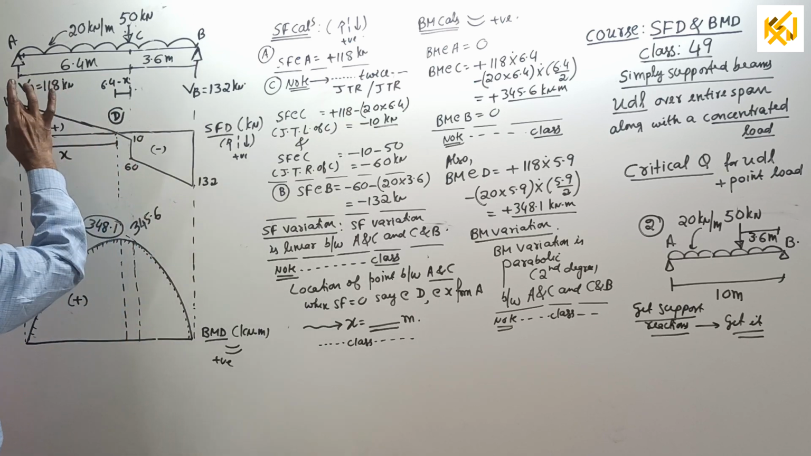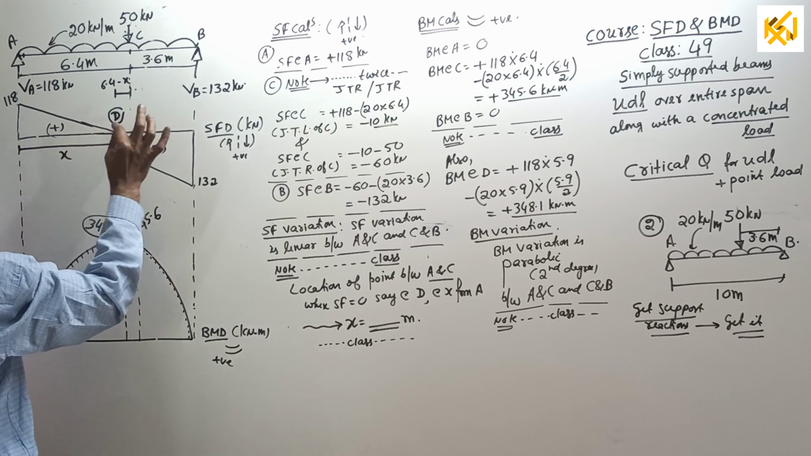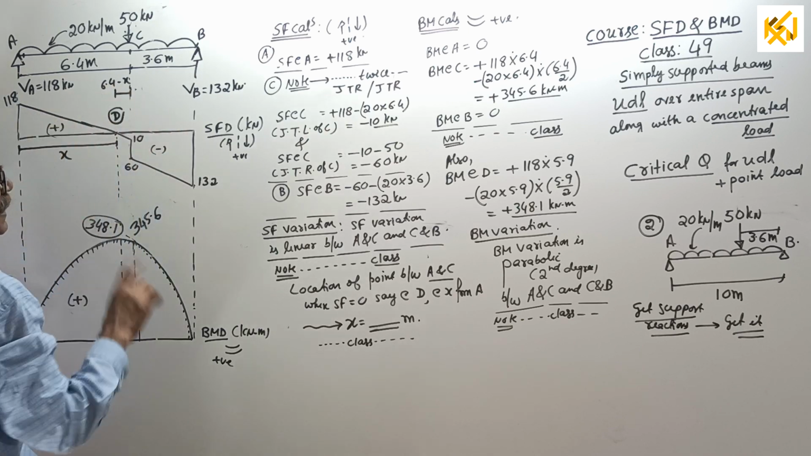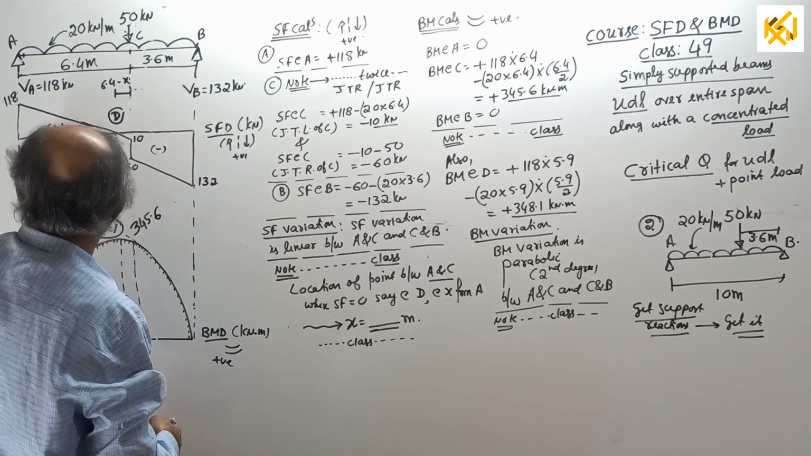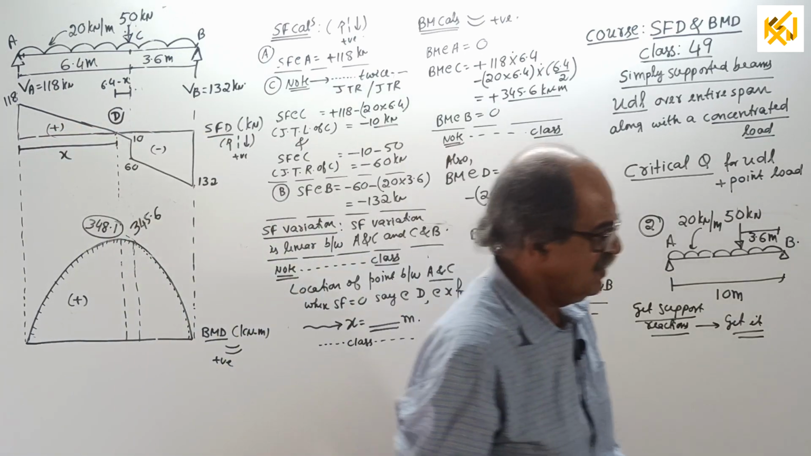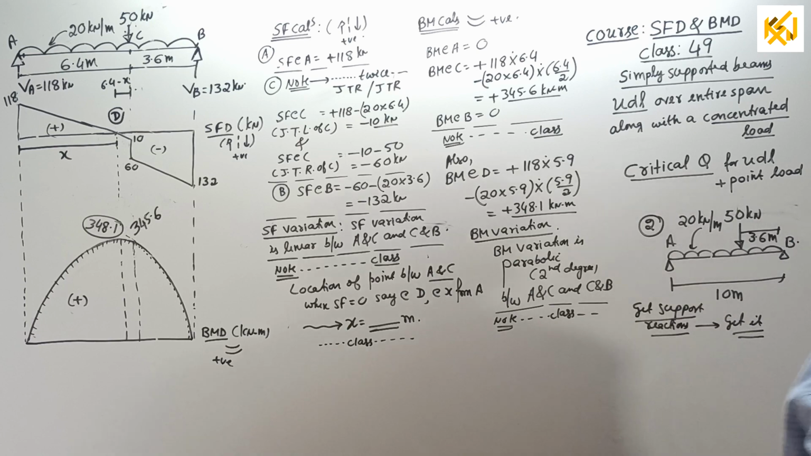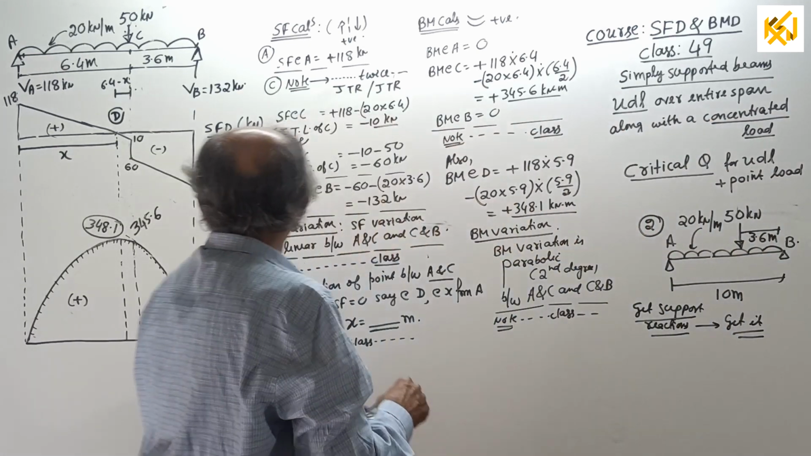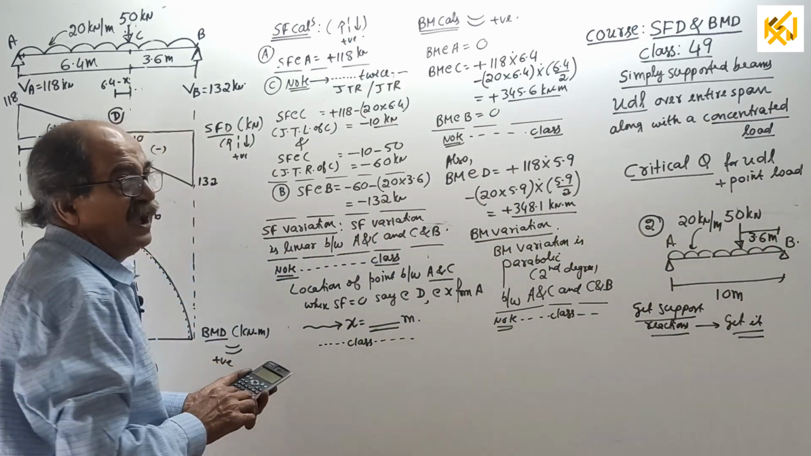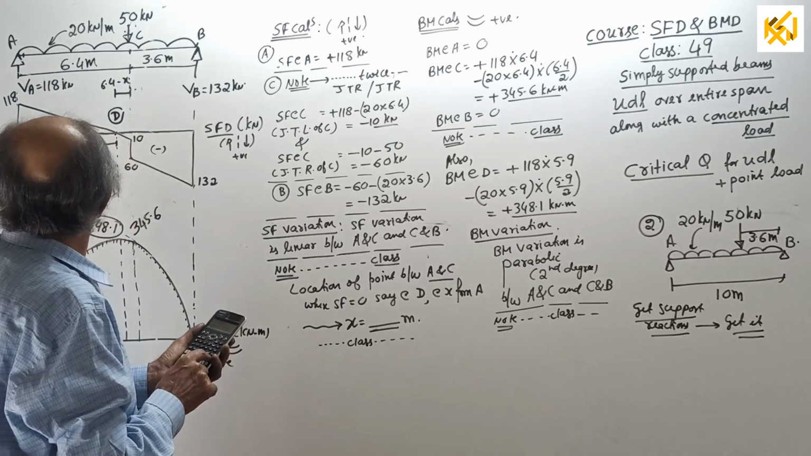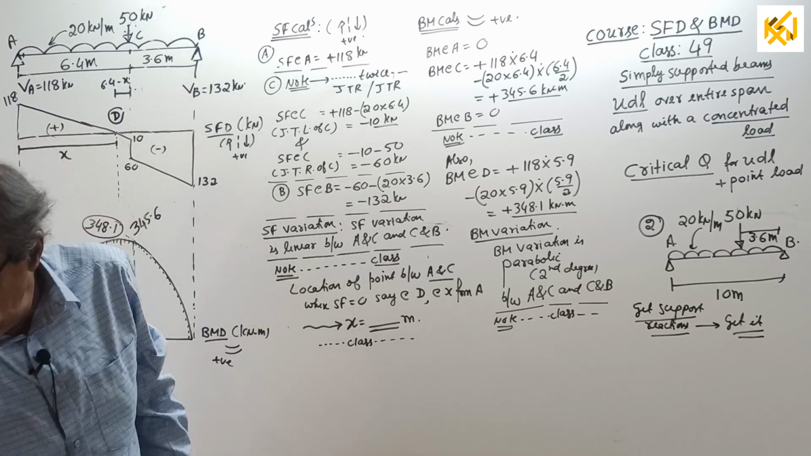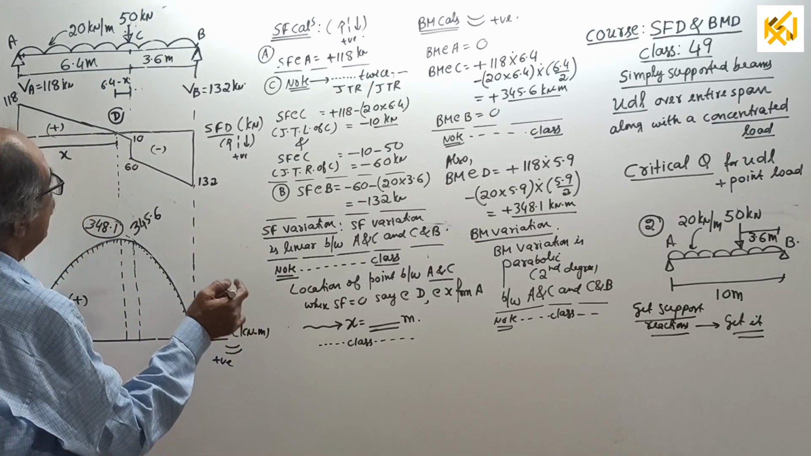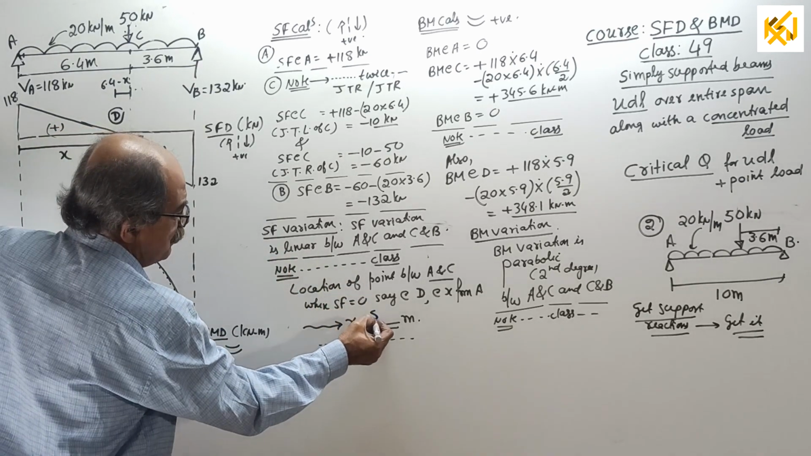Similar triangles: 118 divided by X equal to 10 divided by 6.4 minus X. Your X will come. I will calculate. Then someone will comment that you did not get the value of X, still you got that maximum BM. How? I told you, tricks are there. 5.9 meter is the X value. Okay, I will enter X equal to 5.9 meter.